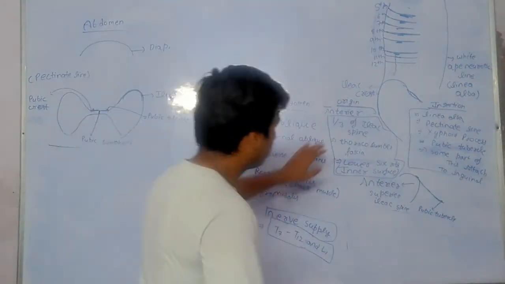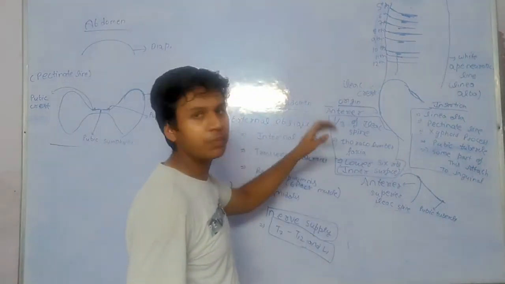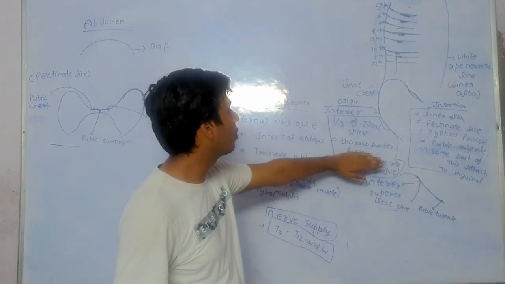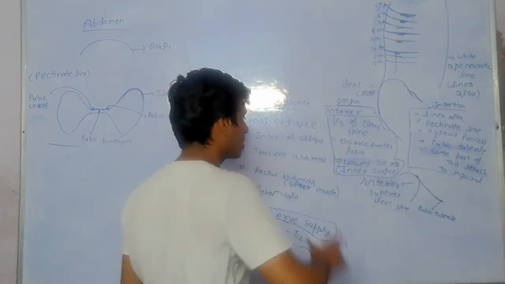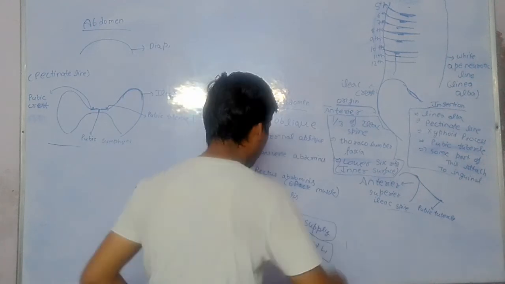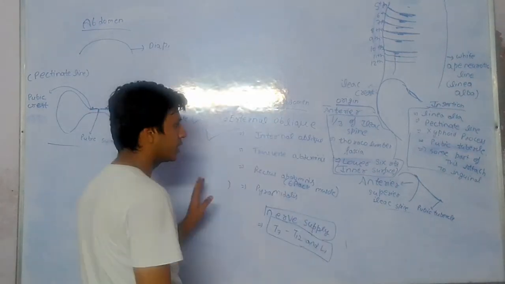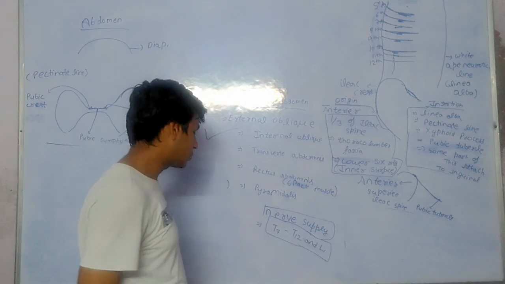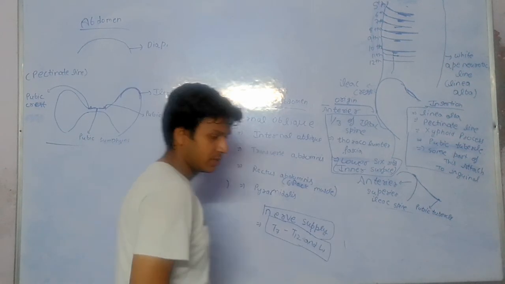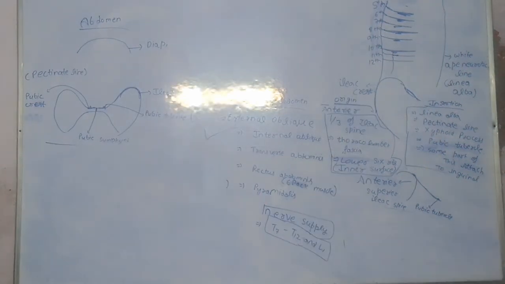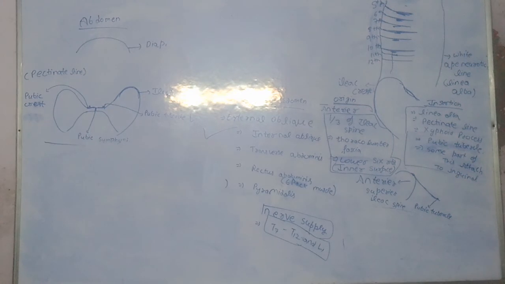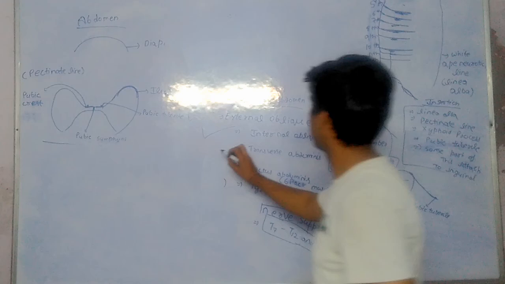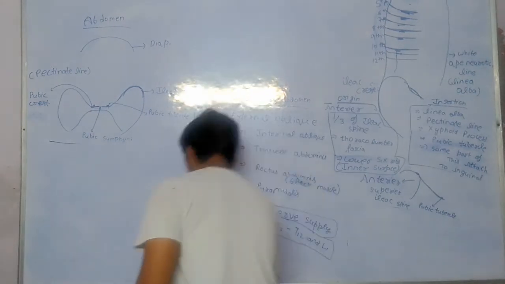But in the origin, something is different. These are the two origins for internal oblique and these three are the origins for transverse abdominis. Done. Nerve supply is the same, no change in nerve supply. Then come to another muscle, which is called rectus abdominis. So this is also done. Then come to the rectus abdominis.